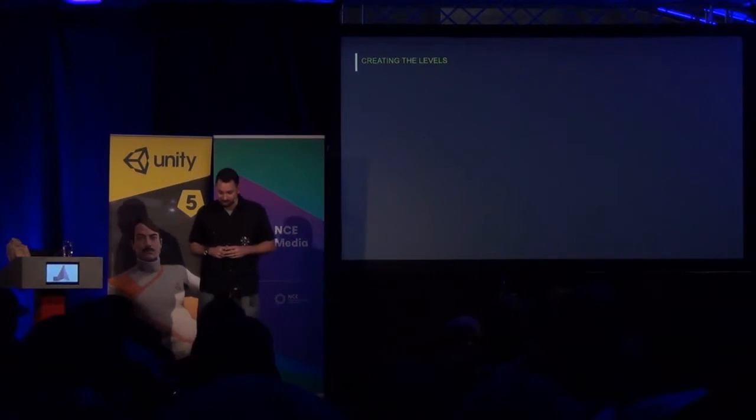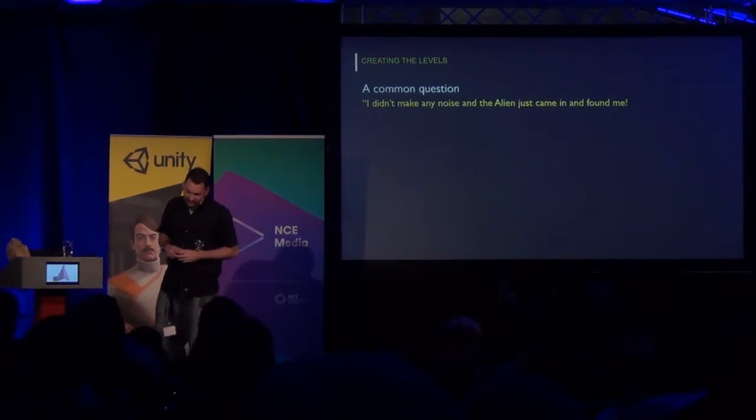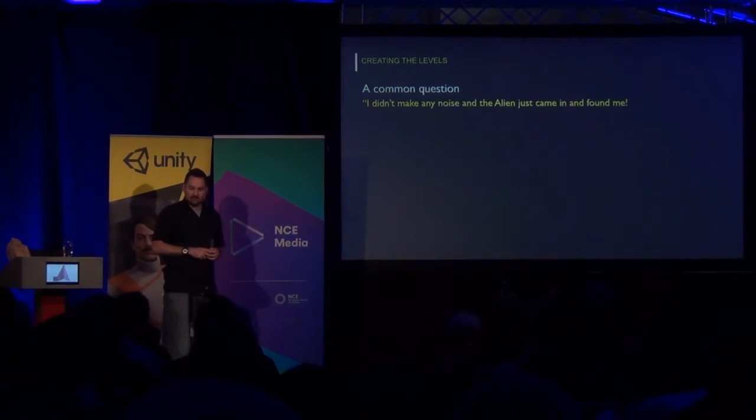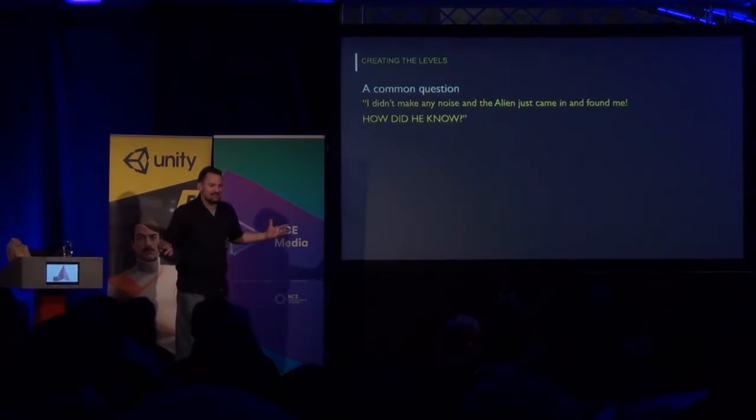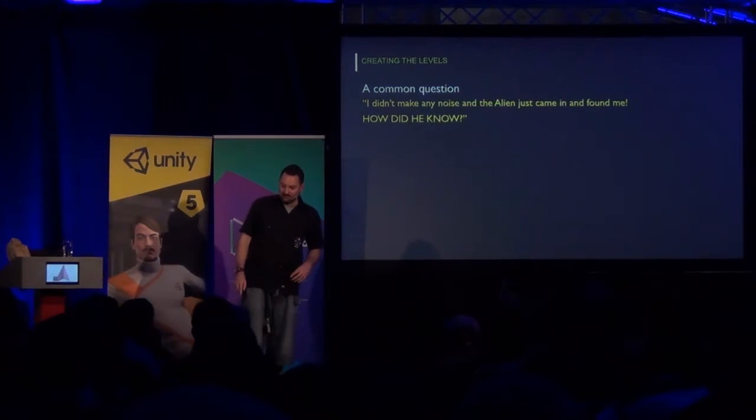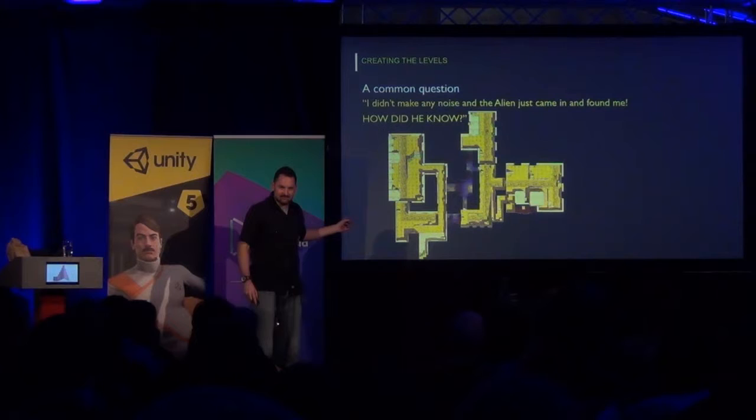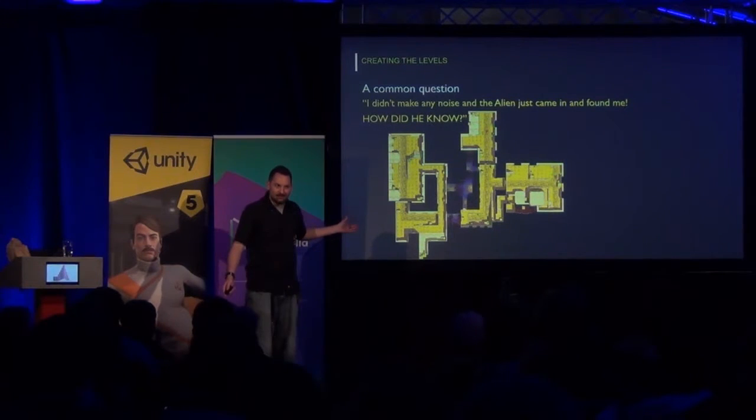So the point of this game was making the alien feel unpredictable, so we used a whole bunch of tricks in different situations to do these things. A common question I had on this was, I didn't make any noise, but the alien just came and found me. This game is bullshit. How did he know? I'm not playing this anymore, and they get very, very aggressive.